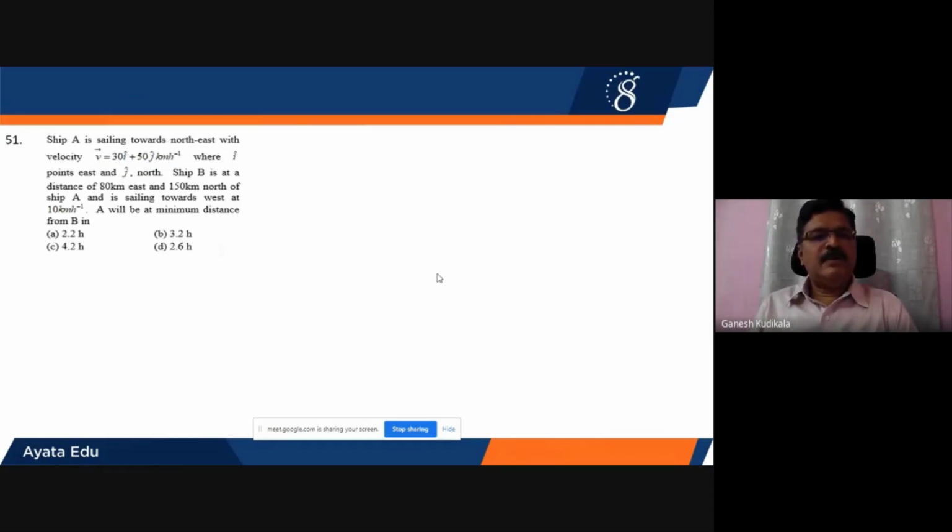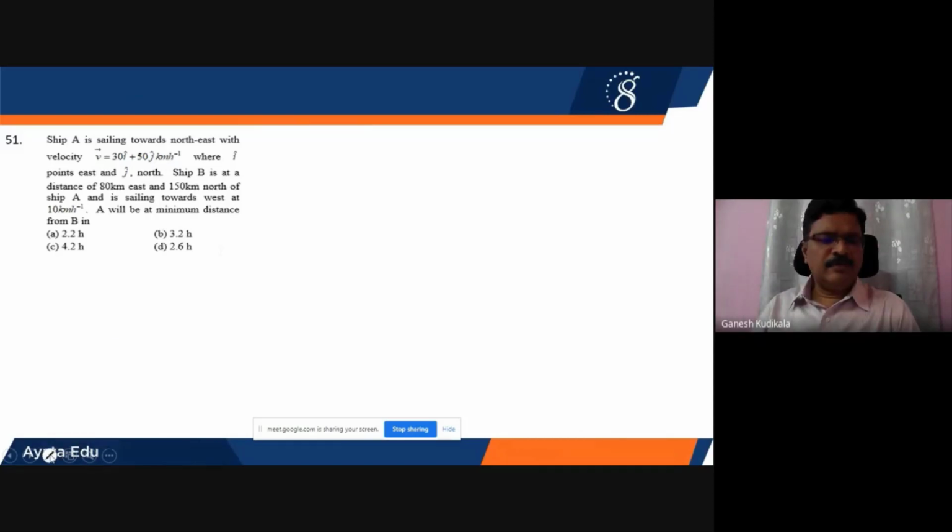So the minimum distance of A from B will be. So ship A will have a minimum distance from B. In the sense that if you differentiate the equation here, the differential factor should become zero. Then that will give the condition where the distance will be minimum. That is actually the basic concept of the problem.